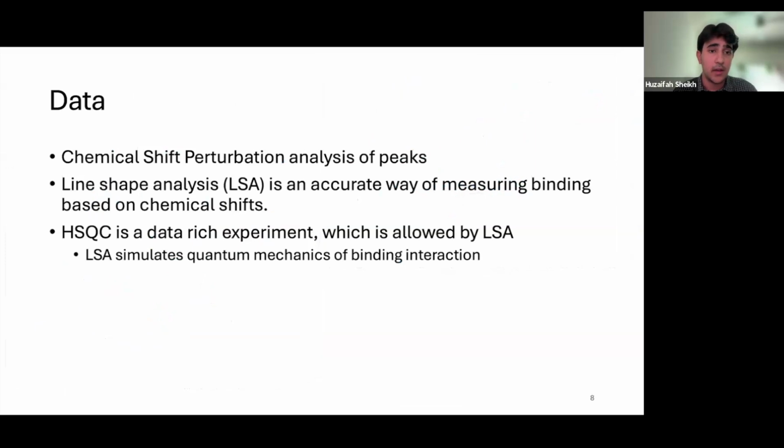So we took our data specifically from the HSQC NMR, and we ran chemical shift perturbation analysis of the peaks and line shape analysis as a measure of binding based on chemical shifts. HSQC is a very data-rich experiment, and our chemical shift perturbation was not as conclusive as we had hoped, so we tried line shape analysis. Line shape analysis is a more detailed way of analyzing the quantum mechanics of the binding interaction. So these two forms of analyses can tell us different forms of data about our binding coefficient.